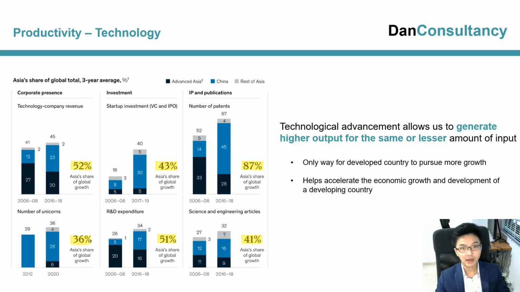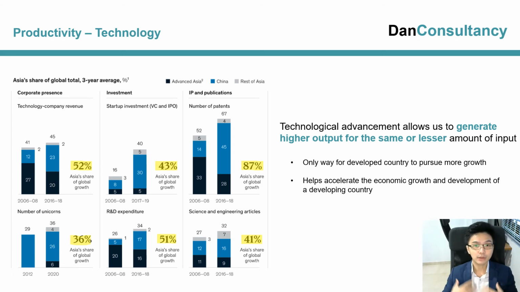In the context of a developed country, technological advancement is the only way for a developed country to pursue further growth, given that most of the economies are already operating at a level that's near full capacity, right? In the context of a developing country, technological advancement is even more significant as it allows for other factors of productivity, like your literacy rate and infrastructure, to improve further and at a faster rate, thereby driving up the pace of economic growth and development, as I will show you when we put everything together.